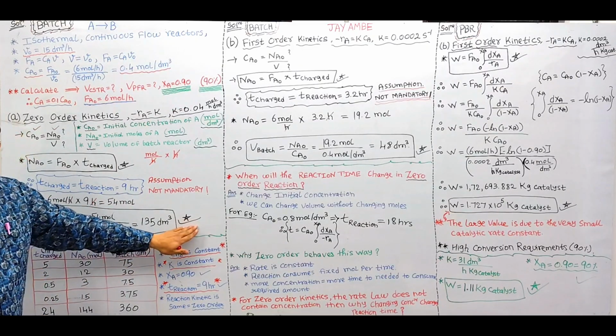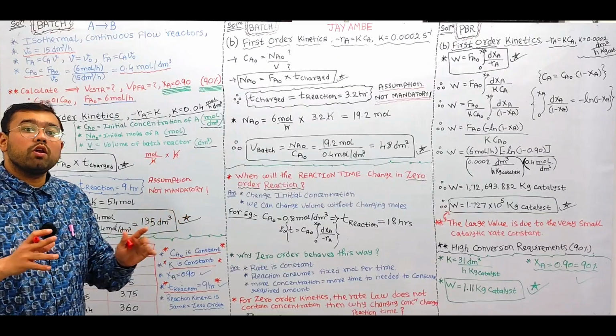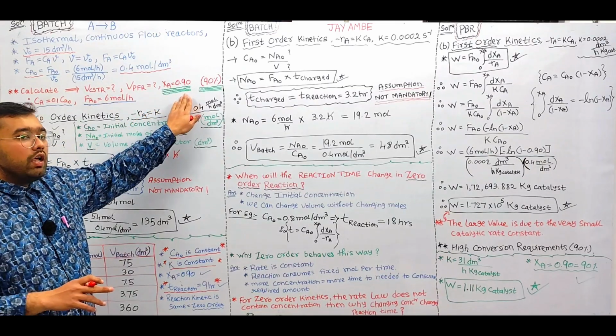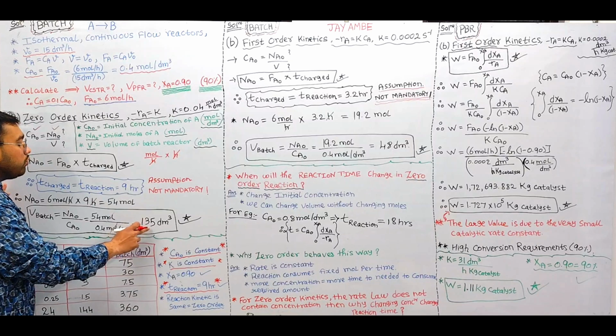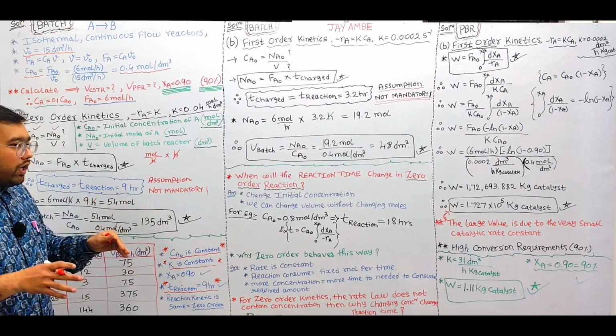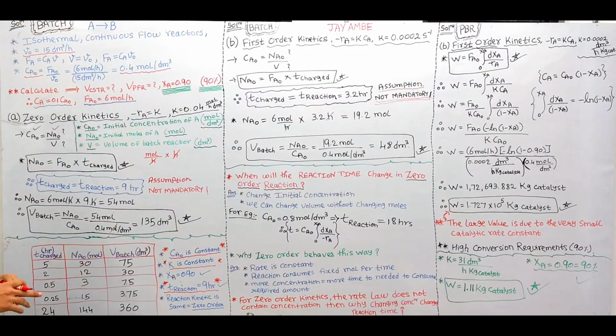So here we have calculated the volume of the batch reactor. The question was how large a volume of the batch reactor is required for the zeroth order reaction kinetics in order to achieve the 90% conversion. Finally we have calculated the volume of the batch reactor, which is equivalent to 135 liters, and the reaction time of 9 hours we required to achieve the 90% conversion for the zeroth order reaction kinetics. I hope you have understood.